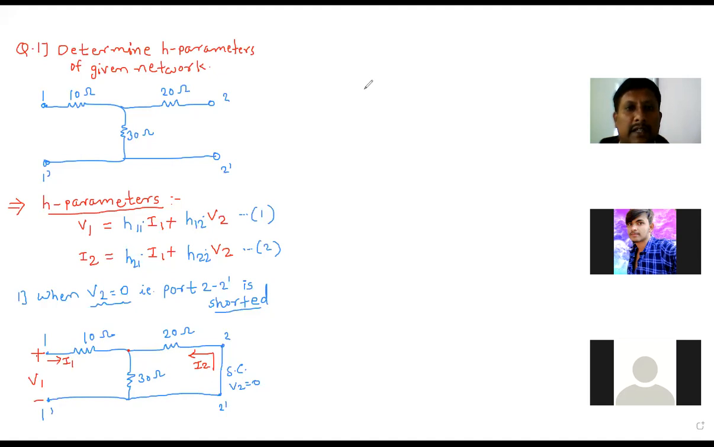Now when you put V2 equal to 0 in equations 1 and 2, you get two parameters, H11 and H21. The formulas to note down: H11 is equal to V1 upon I1 and H21 is equal to I2 upon I1. I already told you, whenever the variables are of the same port, go straight for finding the equivalent impedance from that side. So observe from port 1 and find Z equivalent 1.